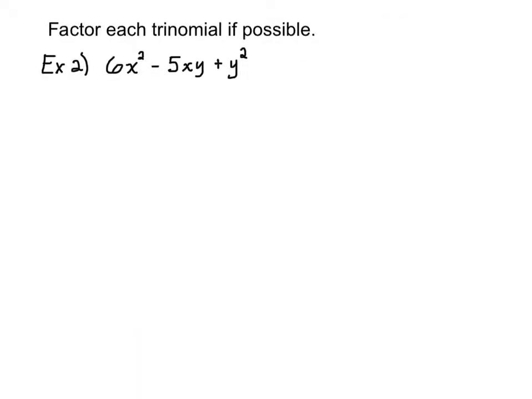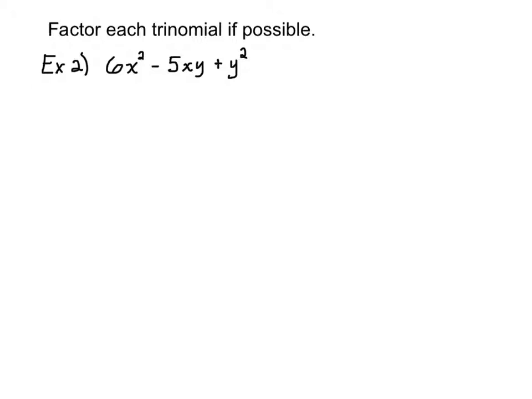Alright, let's continue on with some examples of factoring trinomials with an a value that is not 1. So we're looking here at example 2, 6x squared minus 5xy plus y squared. And the first thing is, is there any greatest common factor that we can divide out of every term? We're looking at 6, -5, and 1, nothing in common, x squared, xy, y squared, no variable shared amongst all three terms. So there's no greatest common factor.